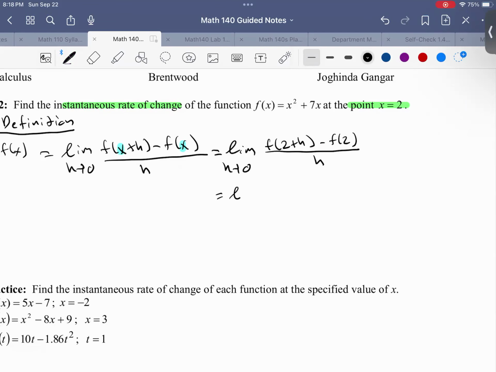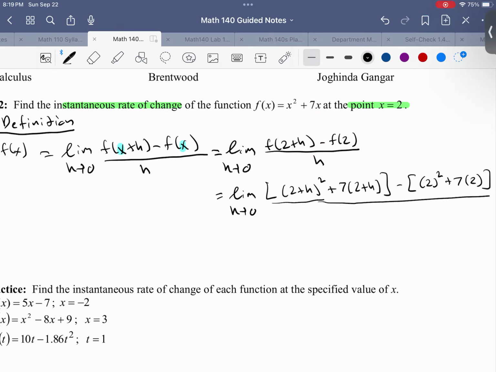So this is limit as h goes to 0. And then I'm going to plug in 2 plus h into wherever there's an x. So I'll have 2 plus h, I'm going to put brackets, 2 plus h squared plus 7 times 2 plus h. That's this part right here where I'm plugging in 2 plus h wherever there's an x. Minus brackets again, 2 squared plus 7 times 2. And don't forget, we're all over h.